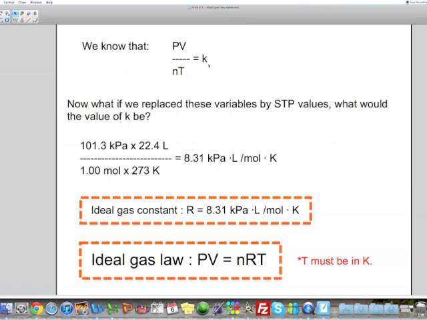Now, for an ideal gas, we're going to work with this, but the difference is we're going to give a value to the constant. So at STP, if you replace by the values that we know, pressure is 101.3, volume is 22.4 for 1 mole, and temperature is 0 Celsius or 273 degrees Kelvin, we get a value for K, for the constant, of 8.31. Okay.